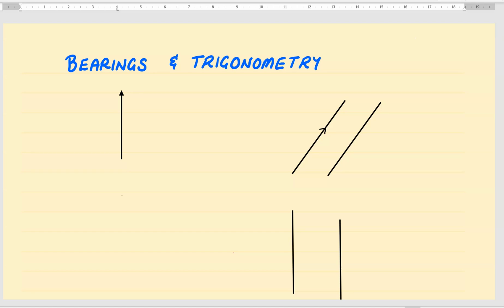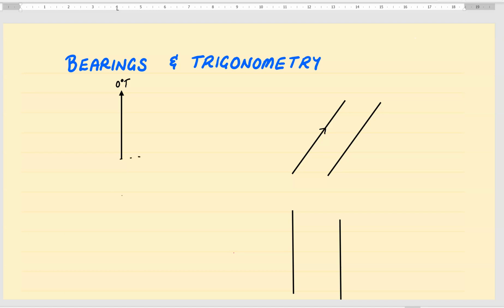So bearings is an important application of trigonometry, and it's quite nice, I think. So let's start with, what are bearings? We've got our arrow facing here, and this is what we refer to as 0 degrees true, or true north.